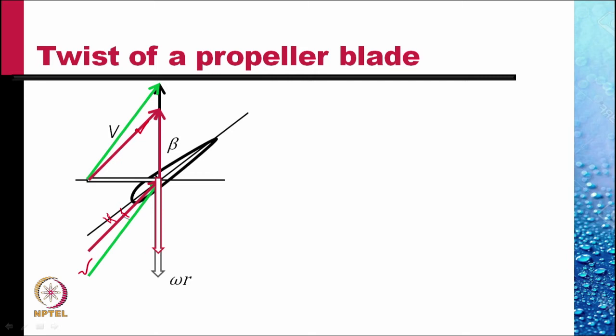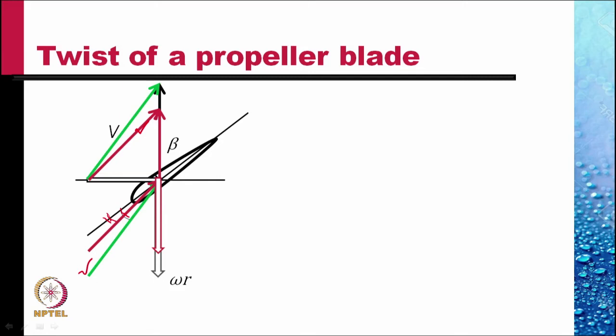For a blade to be acting at its most efficiency, we need to keep the L by D ratio, that is lift to drag ratio, or CL by CD ratio, fixed at the optimum. And if we keep it at optimum, there is an optimum angle of attack that must be maintained throughout the length of the blade. And this is possible only if we twist the blade.